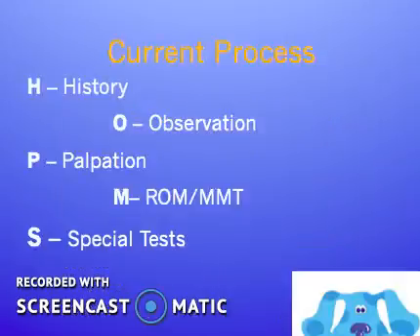So my current process as a reflection really follows HOPS: History, Observation, Palpation, Special Tests, something that everyone learns in undergraduate athletic training courses. I never really understood where muscle testing and range of motion fell in with that, so I added my own little segment there, and this is basically the order that I go in each time.